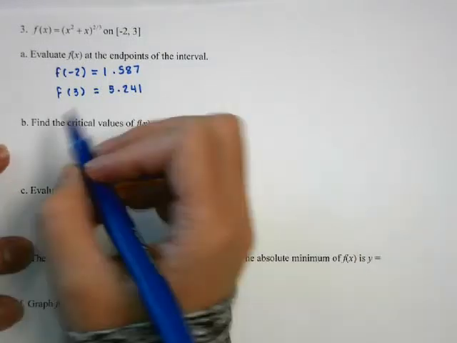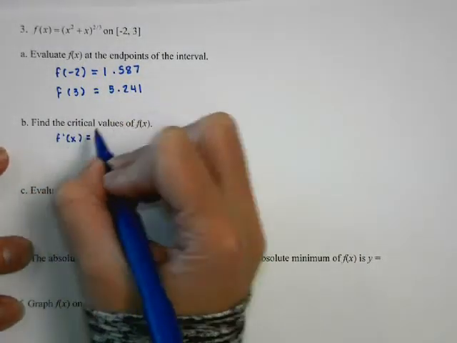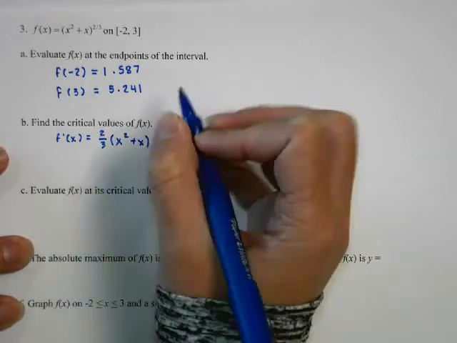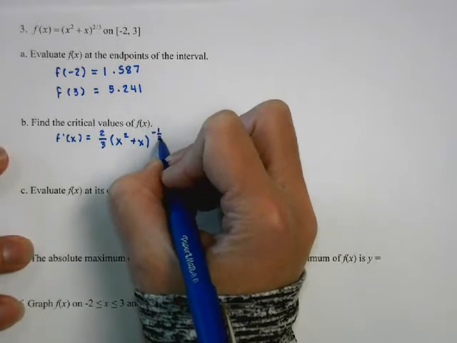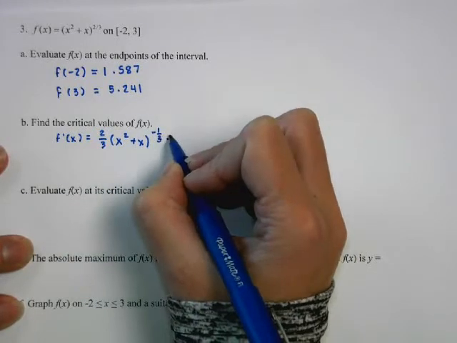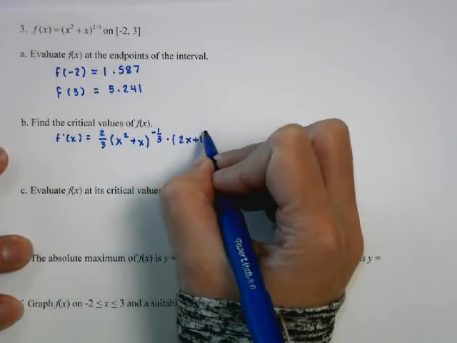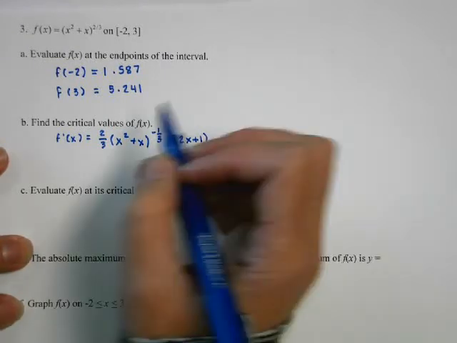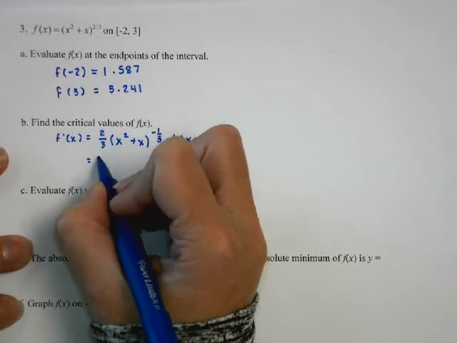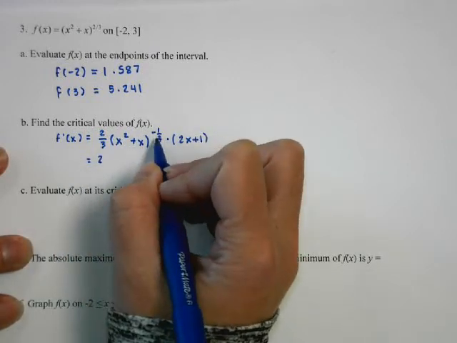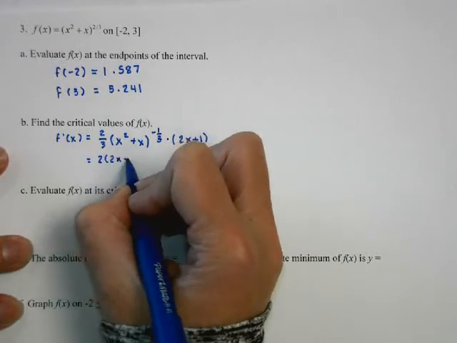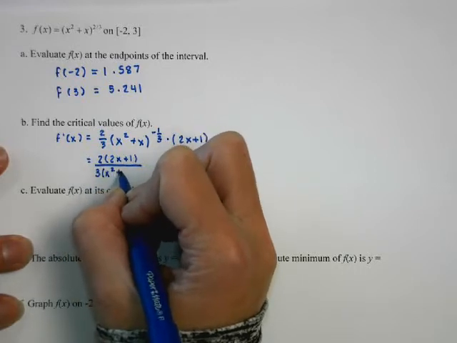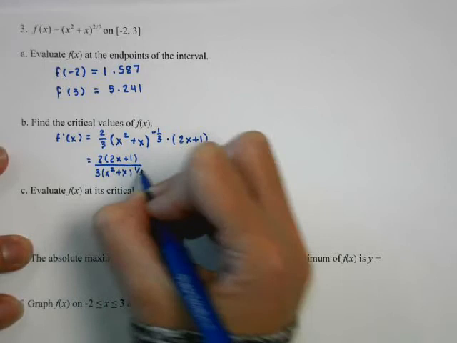For the critical points, we'll take the derivative. It's 2/3 times x squared plus x to the negative 1/3 times the derivative of the inside, so that's going to be 2x plus 1. So we'll put this all together. So we're going to have a 2 on the top. This is all going to be in the denominator because of that. So we're going to have 2 times 2x plus 1 all over 3 times x squared plus x to the 1/3.